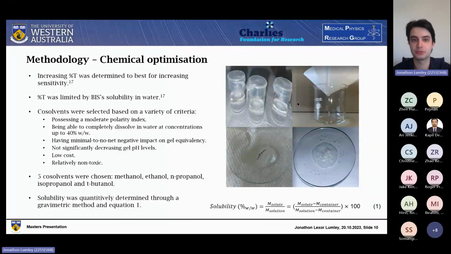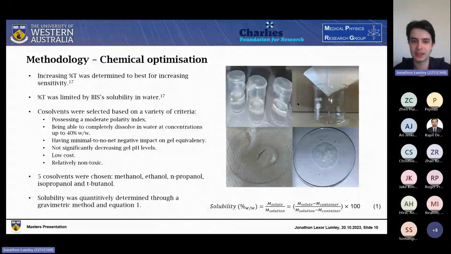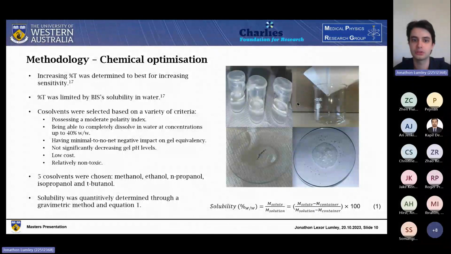So for the chemical optimization, it was quickly realized that to best increase sensitivity, the best way was to increase the total monomer concentration. However, this was limited by the BIS solubility, which is the crosslinker. It was found that this chemical was sparsely soluble in water. And thus, to increase the solubility, we determined it was best to add a co-solvent. 5 co-solvents were tested to see which one was best. They included methanol, ethanol, N-propanol, isopropanol, and T-butanol. These were based on a variety of criteria.